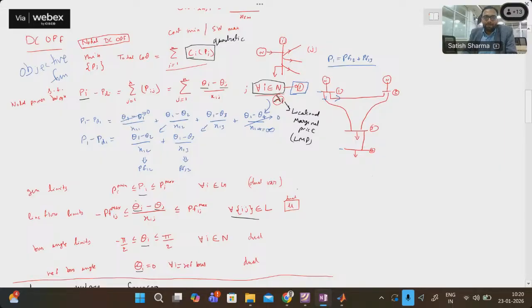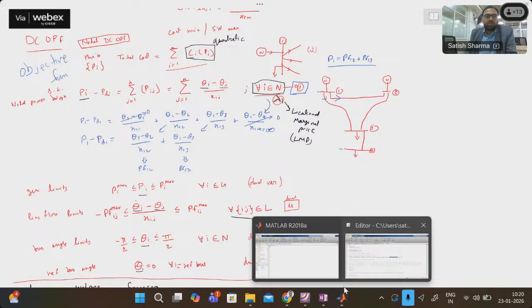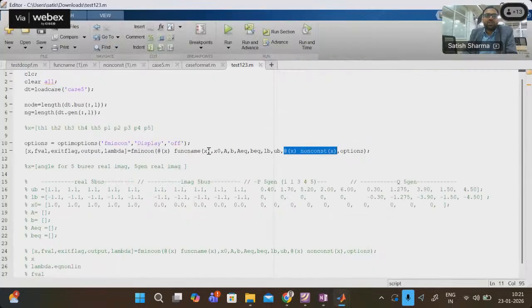Now, as we are moving into functions, just like in C programming, some input has to be provided to the function. To calculate the cost function, the coefficients a, b and c have to be supplied to this particular function. In the third line of this code, we have loaded the case; case 5 has been loaded.